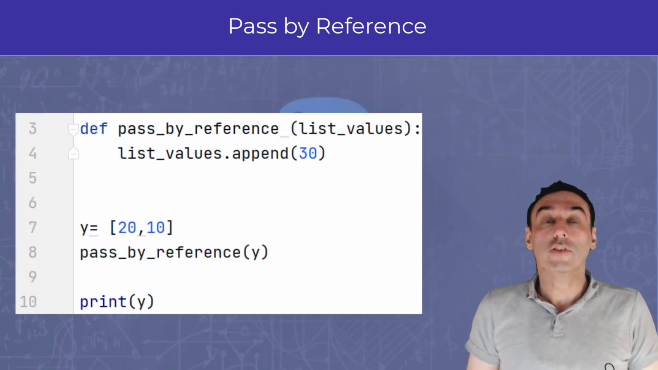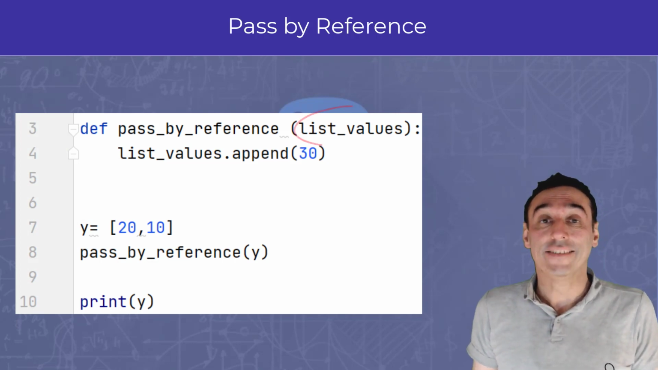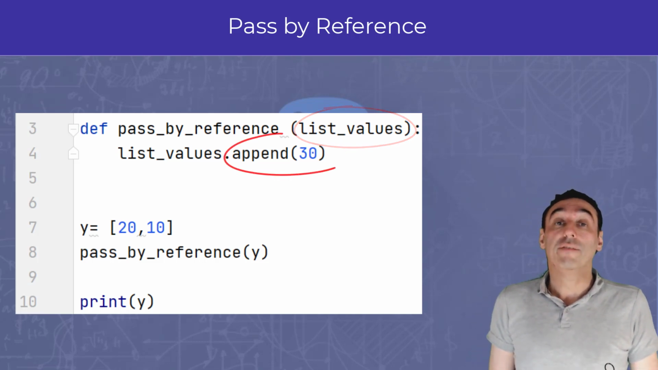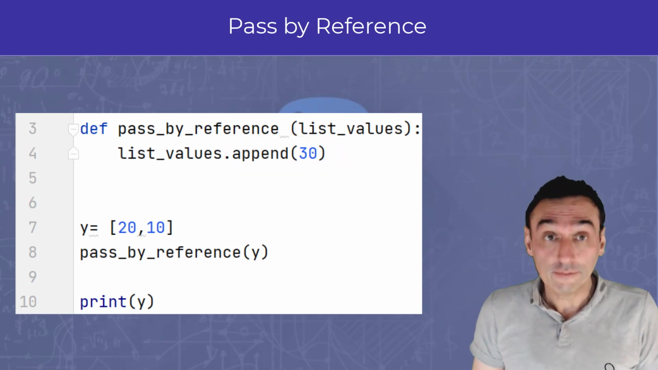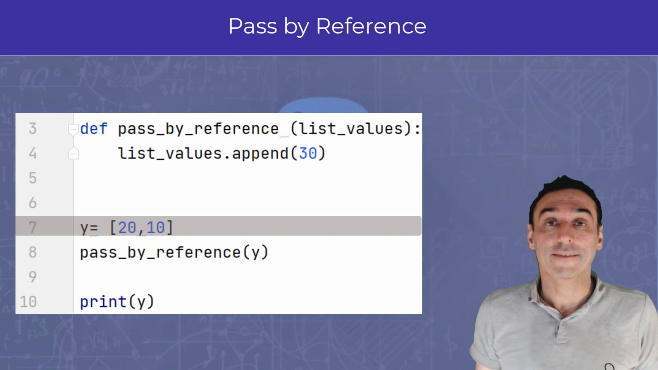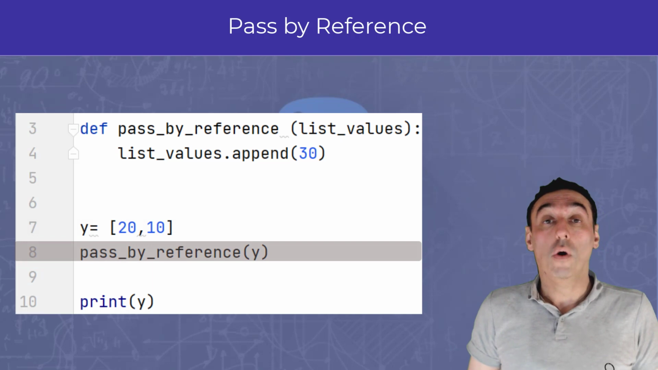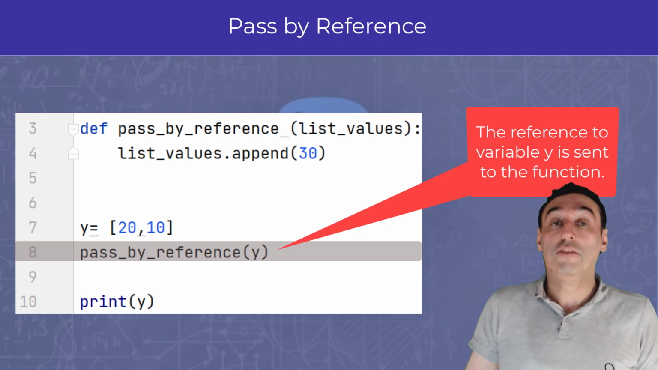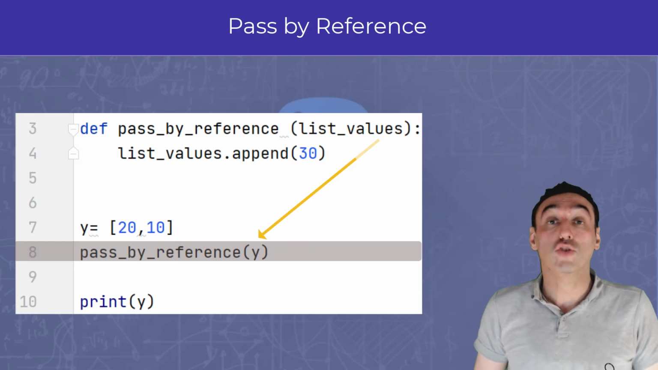So we have a function here called pass by reference, and as the parameter, we are having a list called list values. And then within the function, we are taking that list and appending the value 30 to it. So starting the program on line 7, as above, you will see that we create a list with the values 20 and 10. We then call the function pass by reference with the list y. So we're passing a reference to the list y to the function pass by reference, and that reference is called list values. So list values is pointing back to that variable.